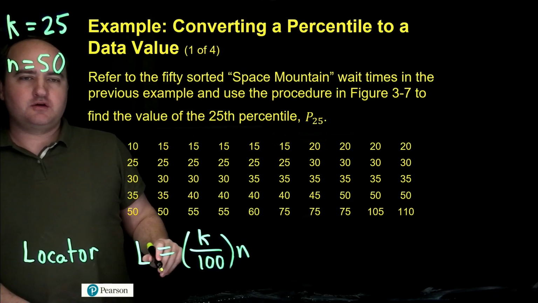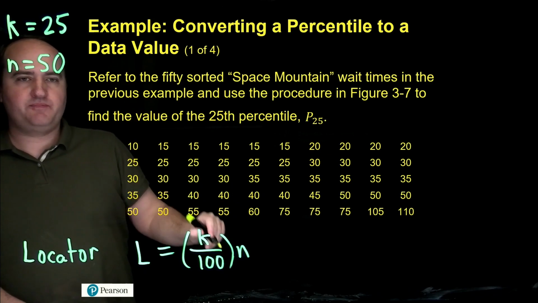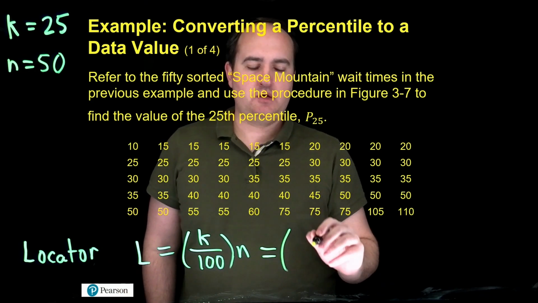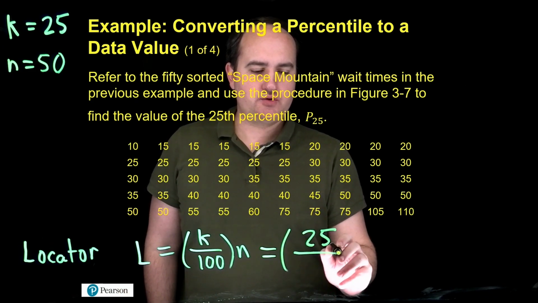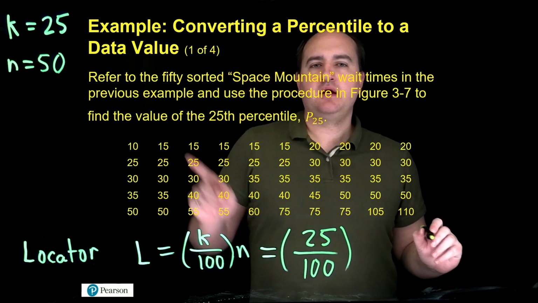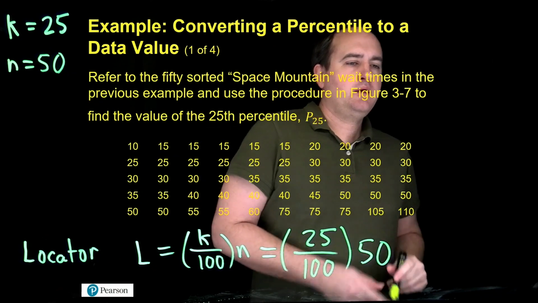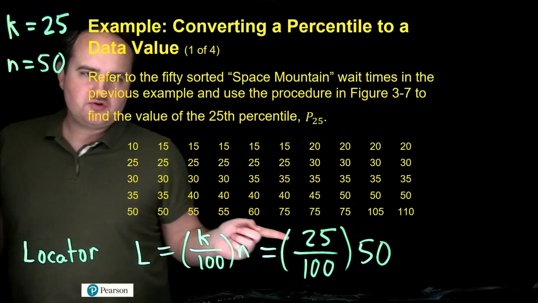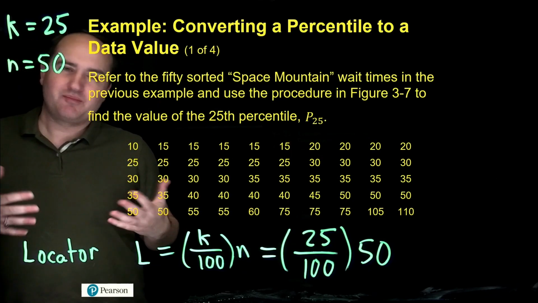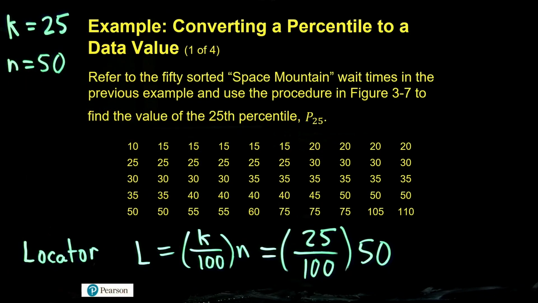Plugging in here to find the locator, we know that K is 25 and N is 50. So this formula is going to become 25 over 100, because K is 25, times 50, because N is 50. This particular locator, you may be able to do in your head. It's not too difficult. But if the numbers get any messier, it's recommended that you calculate the locator using a calculator. So I'm going to go ahead and grab my calculator.